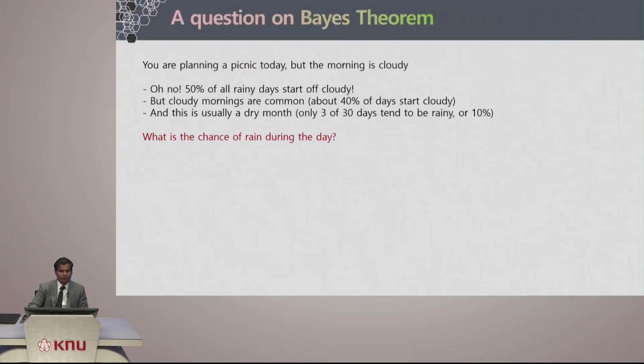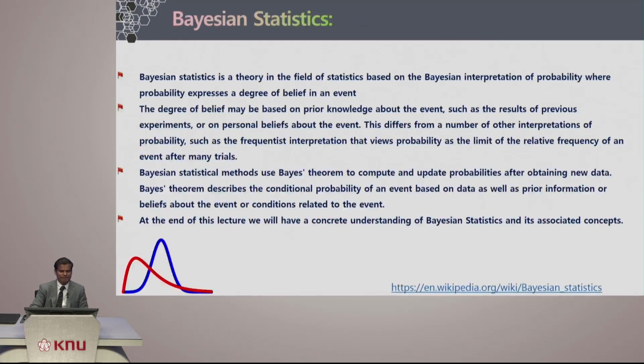So finally we move on to this question. I leave these questions for you. You can try to solve this question by yourself. It is a simple question related to Bayes' theorem. You have to find the chance of rain during the day.